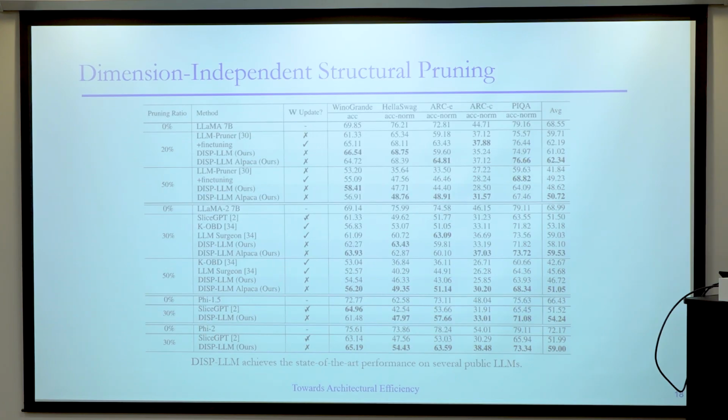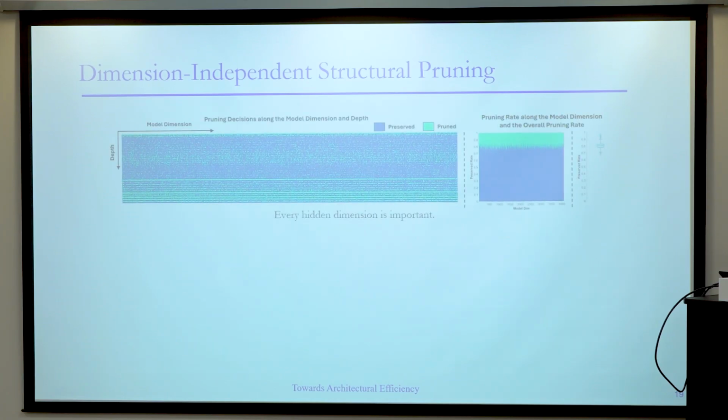In the table here, we compare our method with other state-of-the-art structure pruning methods for several public large language models. Across all these benchmarks and pruning rates, our method always has the best performance. We test our method on several public models like the Llama model released by Meta, and also Phi models released by Microsoft. We also made some visualization to show why our method is successful.